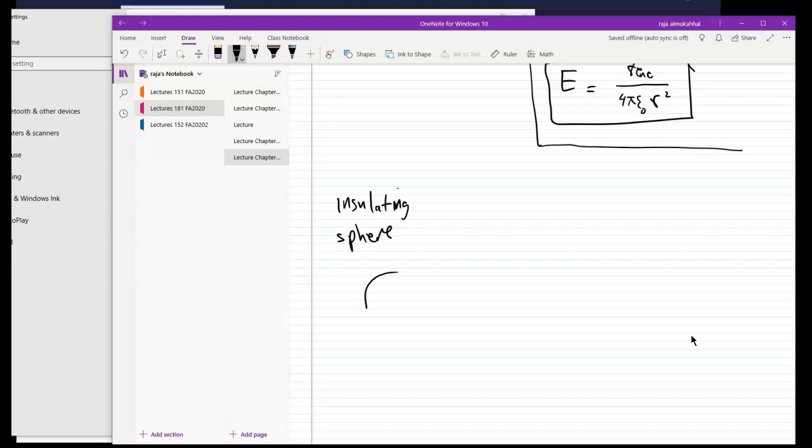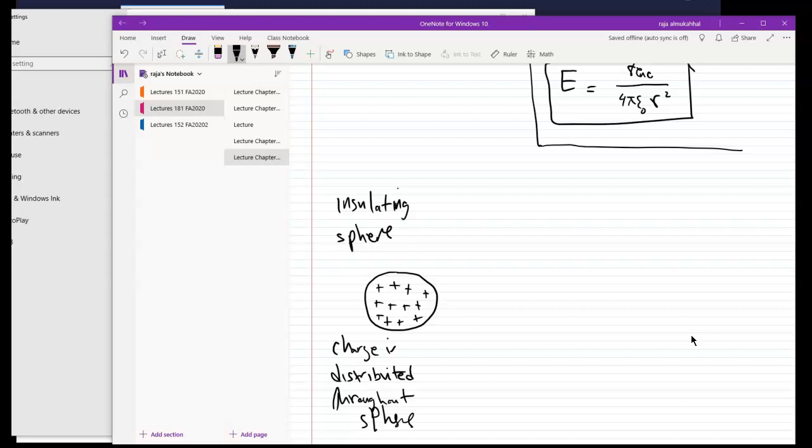If I have a sphere that is insulating or non-conducting, the charge on that sphere will be uniformly distributed all through the sphere. This is very important. Keep that in mind. You may want to write it down in your notes. So it is uniformly distributed all through the sphere. So here we say charge is distributed throughout, let's say, the sphere.